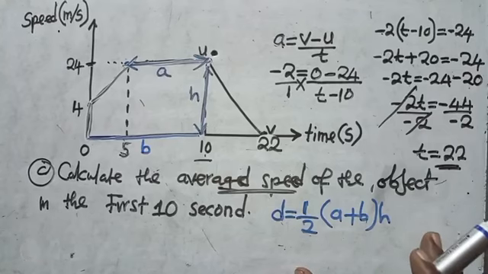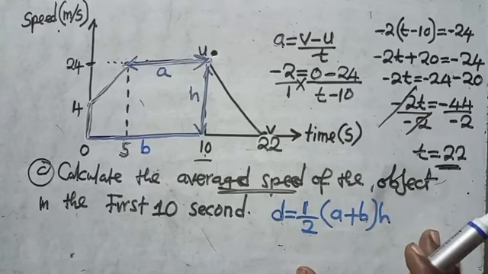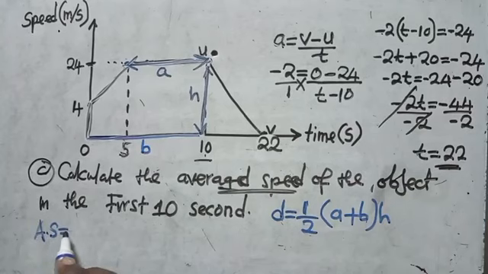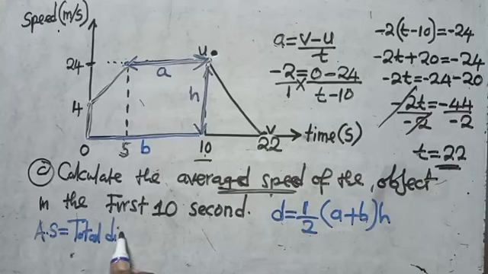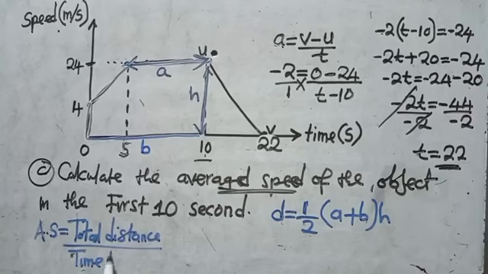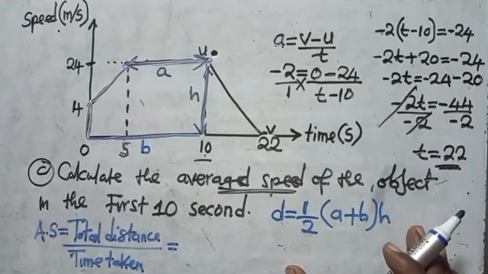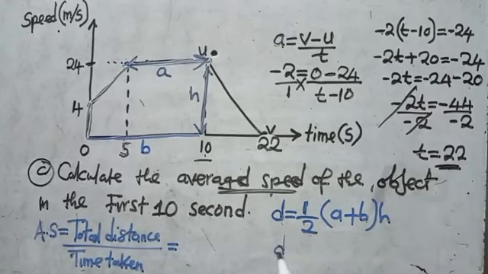Why am I finding the distance? Because I understand that average speed is equal to total distance covered over time taken. These are the formulas that we get to use. So what is the distance first? I find the distance. So for me to find the distance, I will do this.